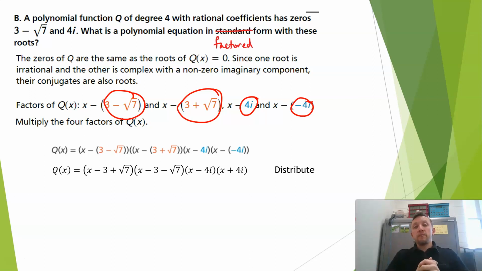And then we just distribute the negatives through. So we'd end up getting x minus 3 plus the square root of 7, times x minus 3 minus the square root of 7, times x minus 4i, times x plus 4i. And that would be it. That's where you can stop. So again, the book will have you expand that out to get it in standard form, but all we're worried about is getting it into factored form.